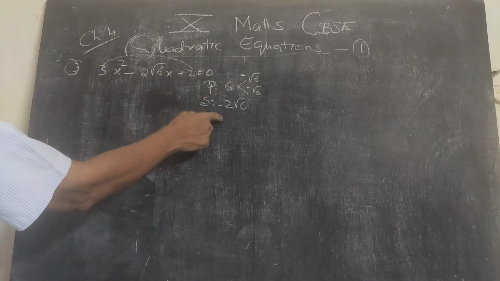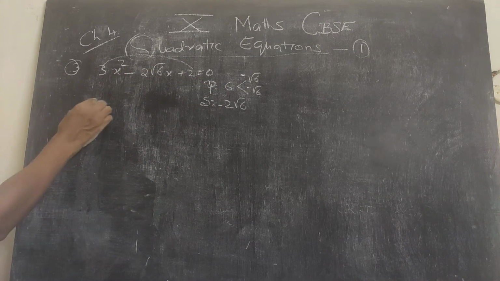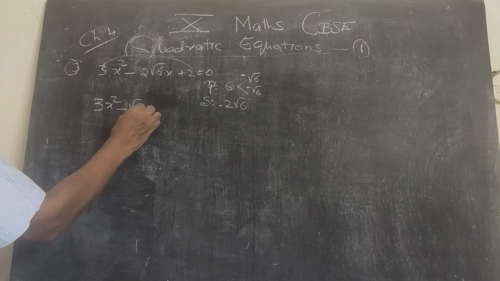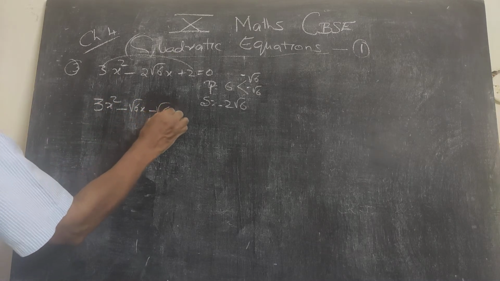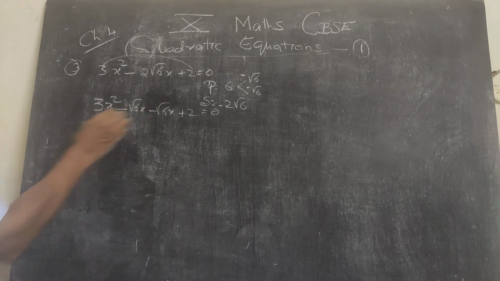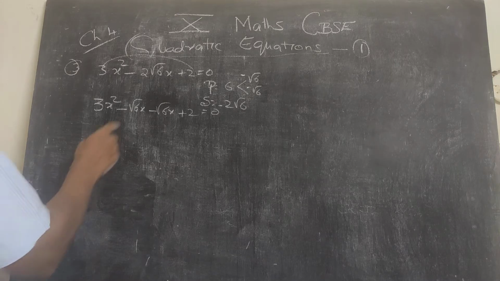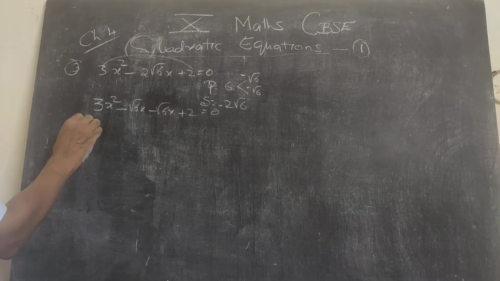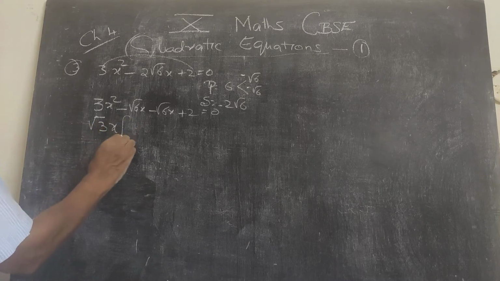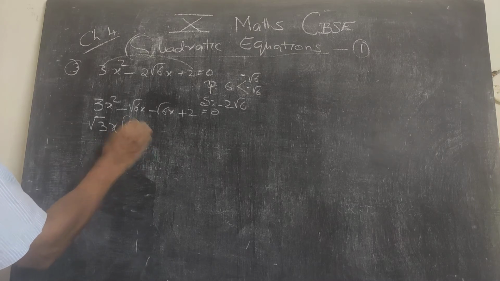So it satisfies both the conditions. Therefore we go for this problem: 3x² minus root 6x minus root 6x plus 2 equal to 0. Of these two things, let us take root 3 and x.